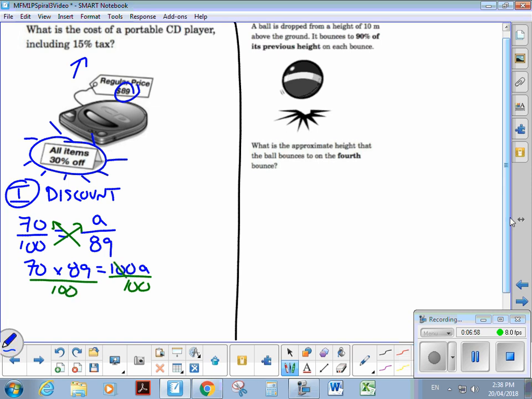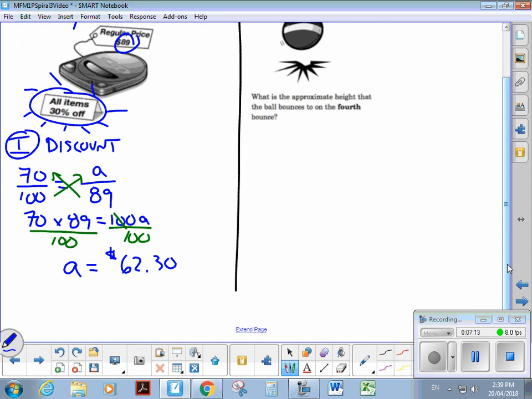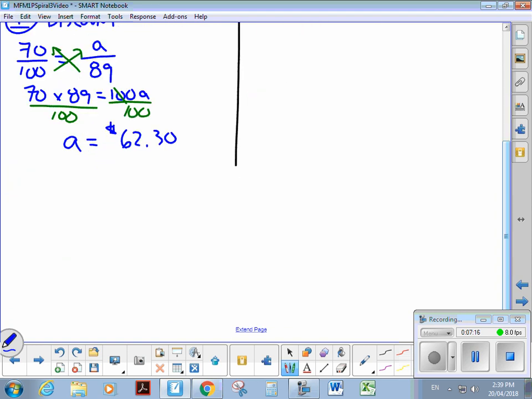And we get 70 times 89 divided by 100, 62.30. All right, so $62.30. Now we've got to put our tax on there. So my last step, step 2, is taxes.